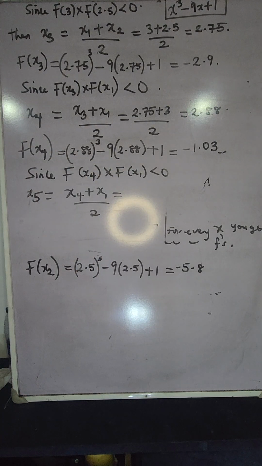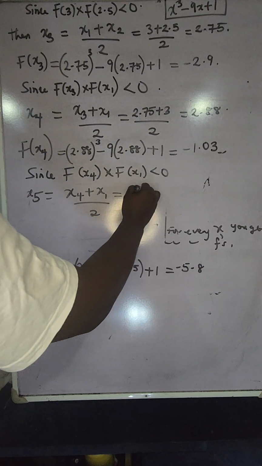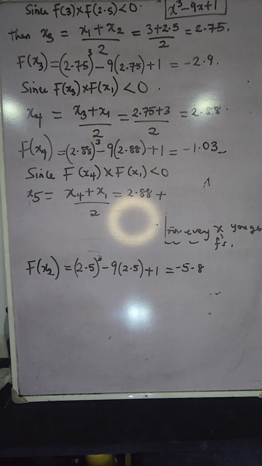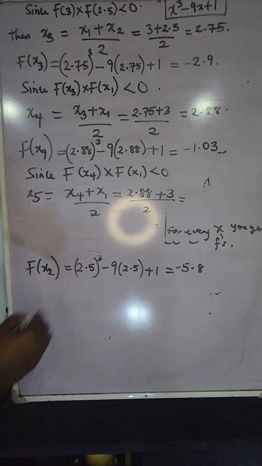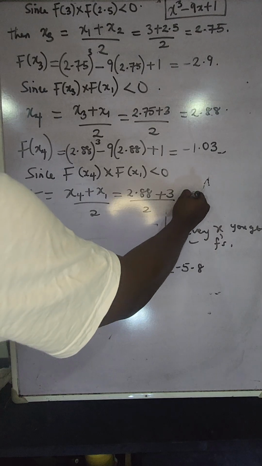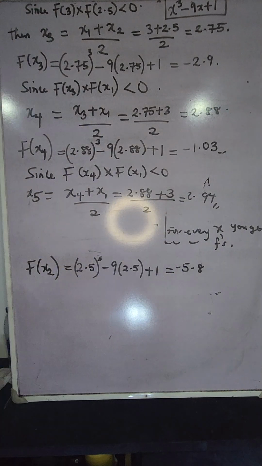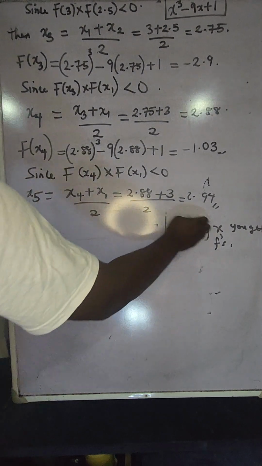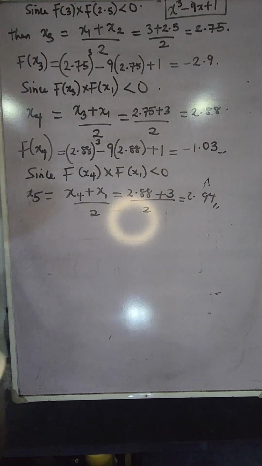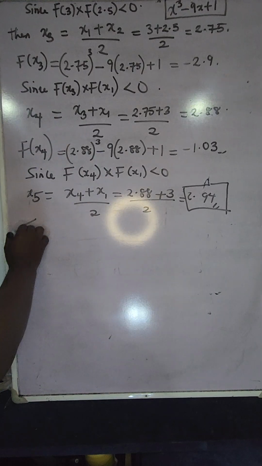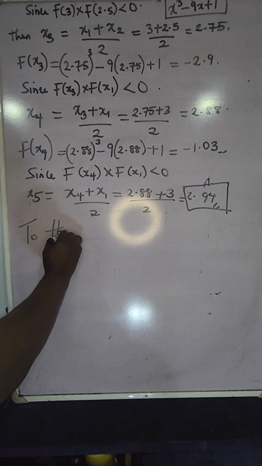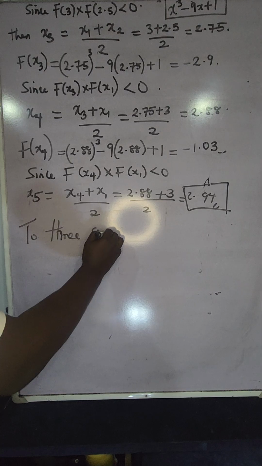And what is x4? Your x4 is 2.88 plus, what is your x1? Your x1 is still 3, divided by 2. What are you going to have here? You'll have 2.94. So for the sake of this question, we'll stop at the 5th iteration at x5. So we can now say that, to 3 significant figures. Don't forget, the question says 3 significant figures.